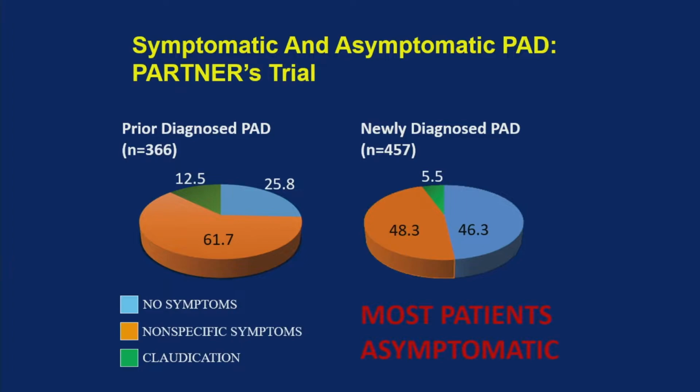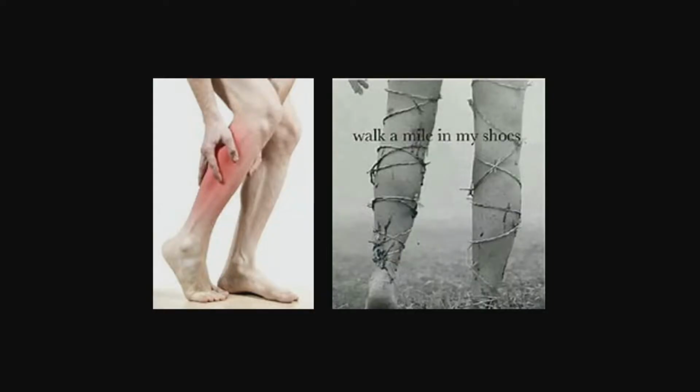Now, interestingly, in this group, if we look at the blue, in the newly diagnosed PAD group versus the group that's already known to have PAD, about 25% of these people had no symptoms, 50% of these people had no symptoms, and then the vast majority had non-specific symptoms. They had some cramping or some weakness or things like that that people describe. But the vast majority of patients are asymptomatic for the disease.